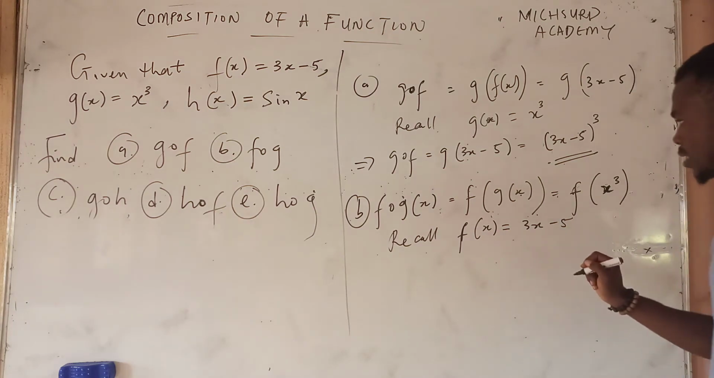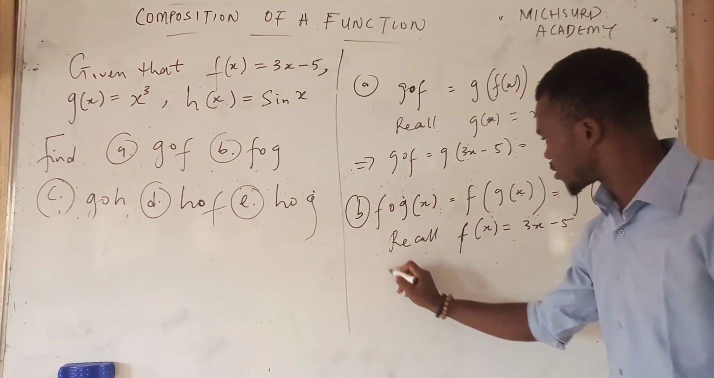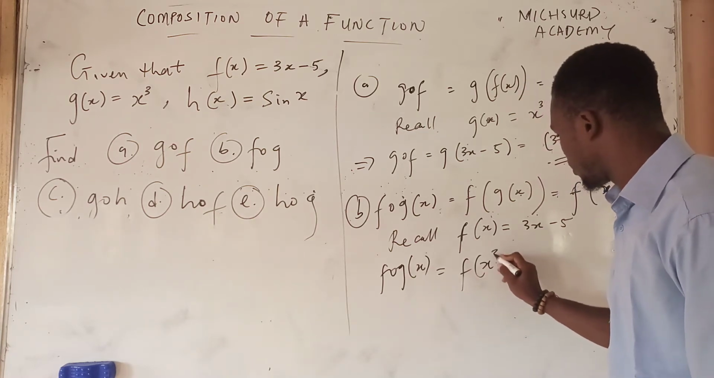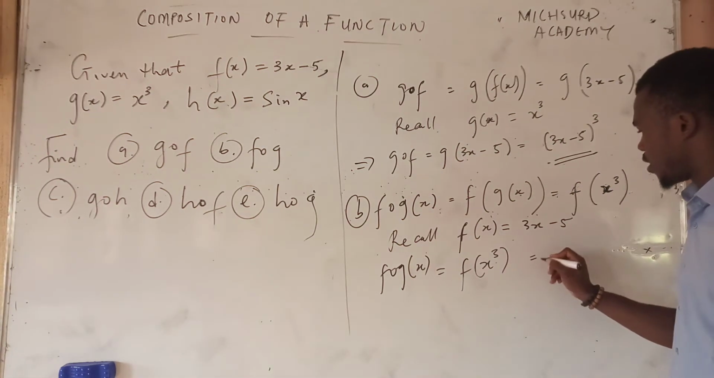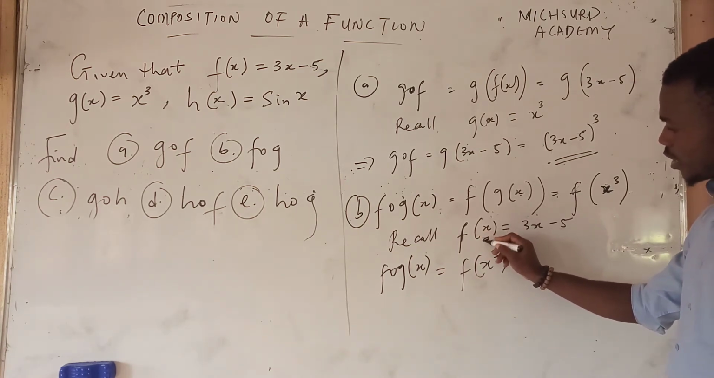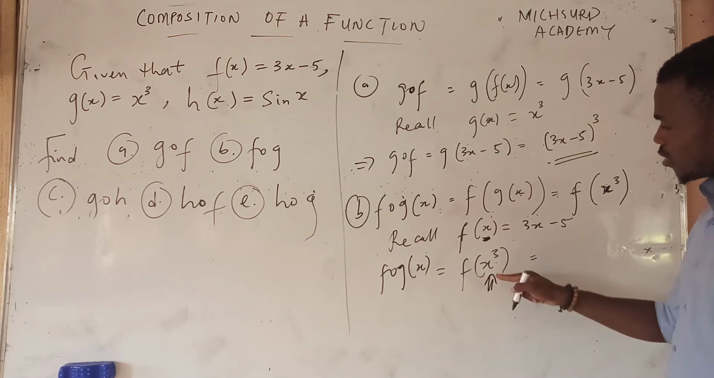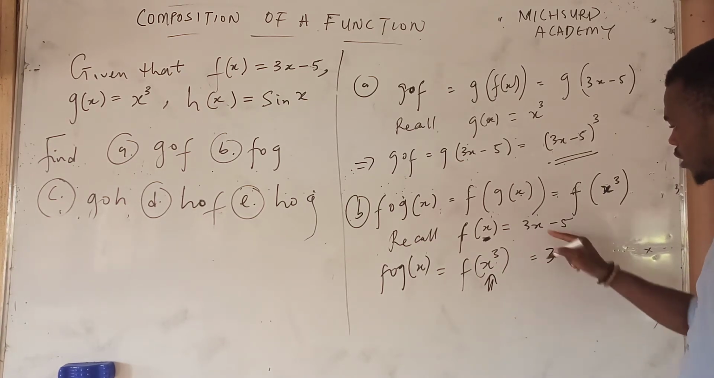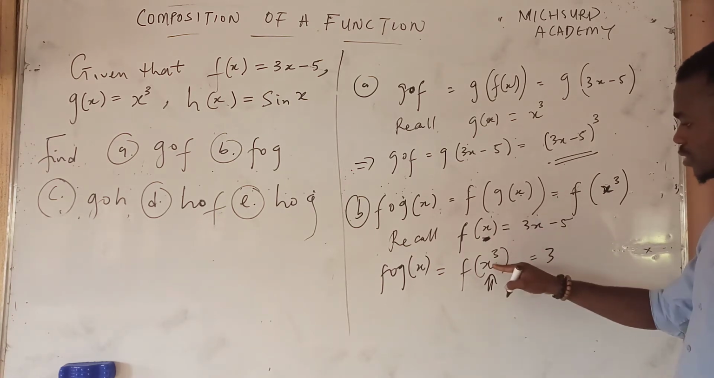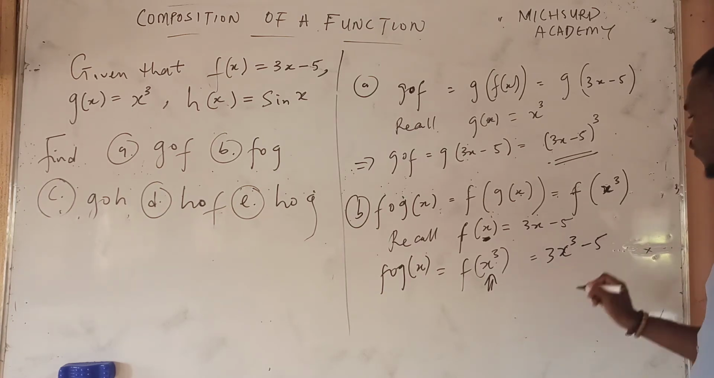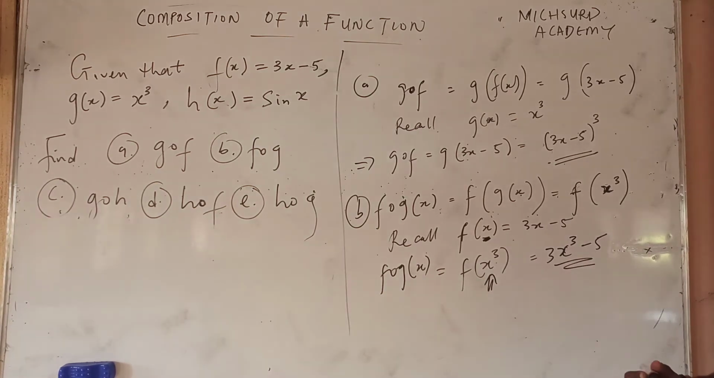So this f g of x is f of this from here. Now instead of writing f of x, which is this, anywhere I see x, I will put the whole of this into this function, so that this will be equal to 3, instead of writing x, now we are substituting with x raised to the power 3, minus 5, and that becomes the composition of that one function.